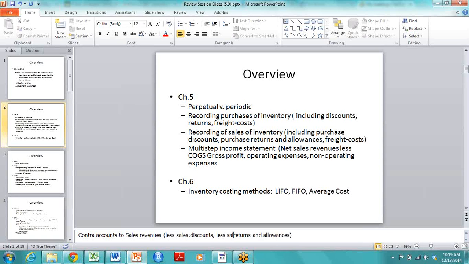And those are the contra accounts to the sales revenue that gives us our net sales revenue. So remember those when we're thinking about the calculation of net sales.